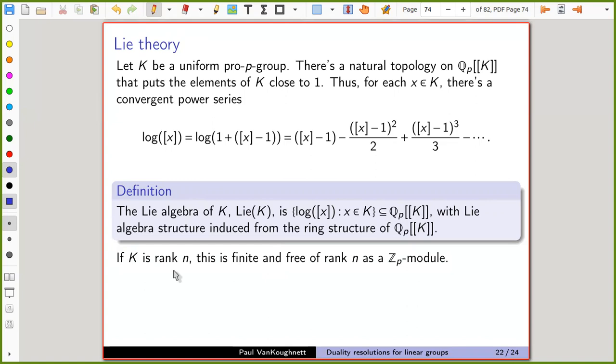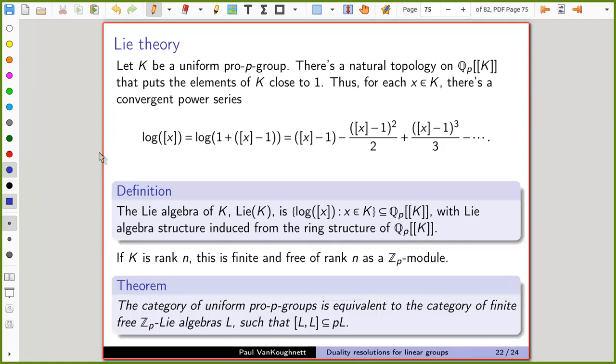If K is rank n, this is finite and free of rank n as a ZP module. I should also say that there's a way of defining this purely group theoretically, not using this analytic procedure. And a kind of surprising fact is that the category of uniform pro-P groups is equivalent to the category of certain Lie algebras. So finite free Lie algebras over ZP, together with this property, which is analogous to a similar property in the definition of uniform pro-P group.